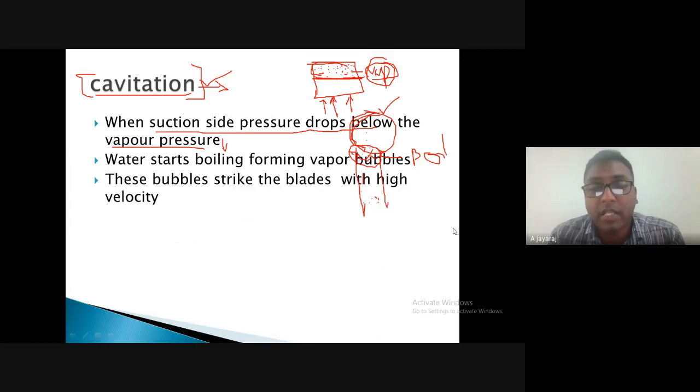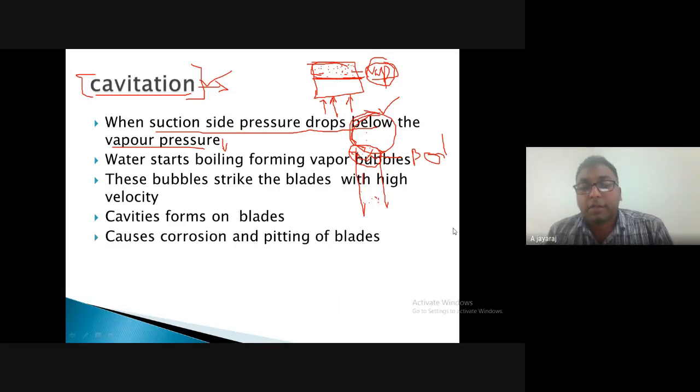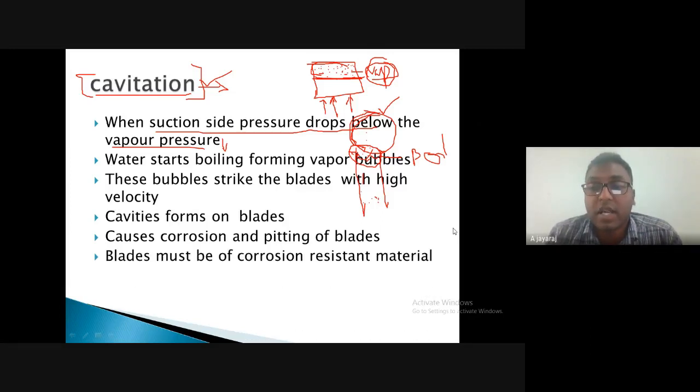These bubbles strike the blades with higher velocity and hence form cavities on the blades. Small cavities form on the blades. This cavity action disturbs not only the blades but also the casing. So this leads to corrosion and pitting, a form of corrosion which leads to prolonged corrosion. The corrosion continues without stopping and damages the blade and casing surfaces.